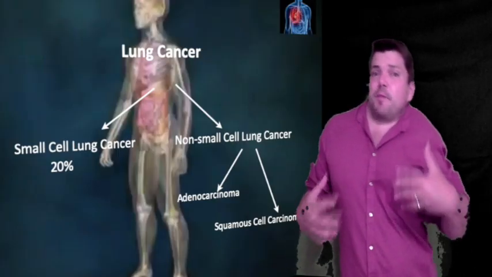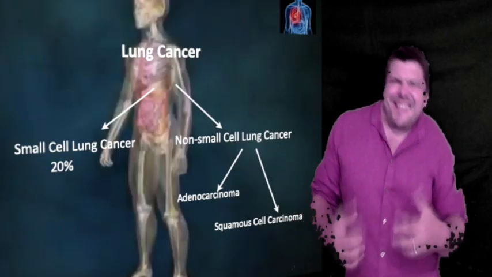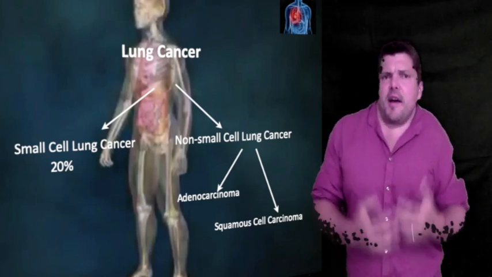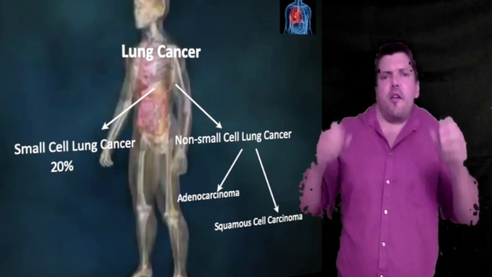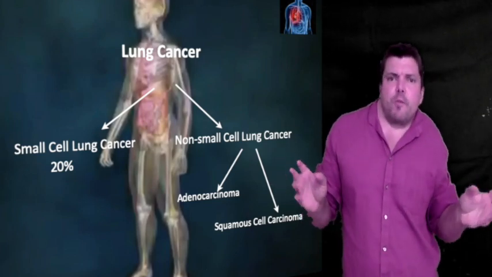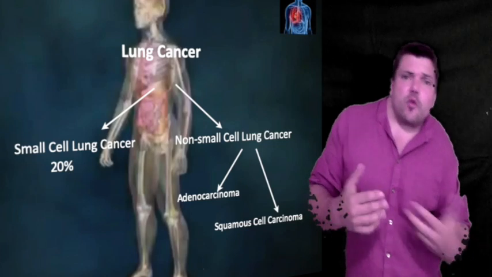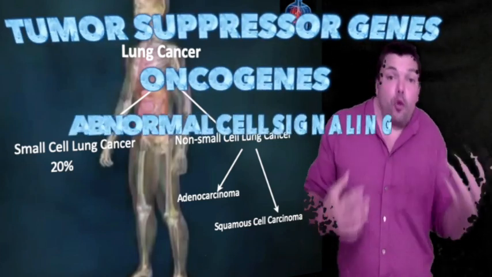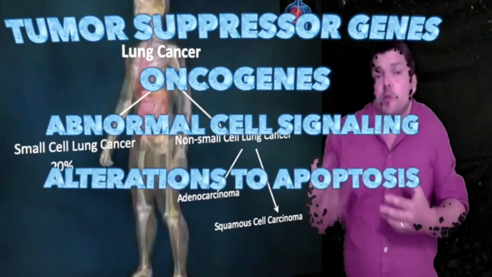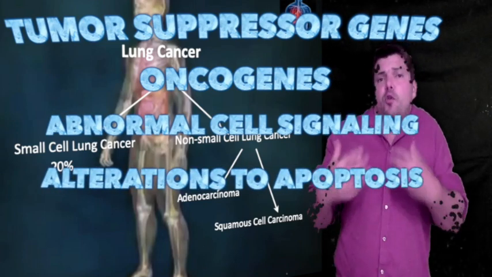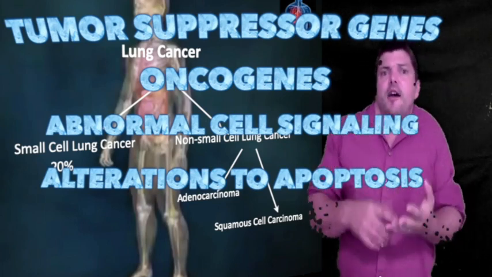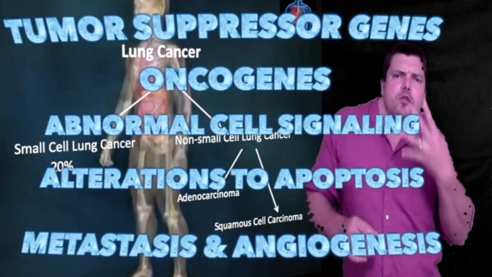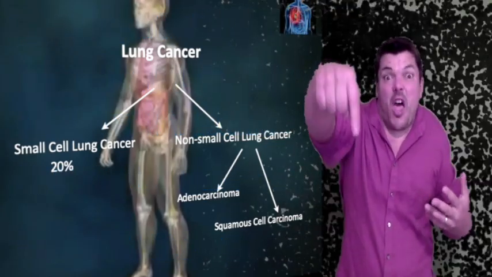Now, talking about asbestosis and mesothelioma does segue quite nicely into a chat about lung cancer. A little bit beyond the scope of your patho class to talk about every subtype of lung cancer, and you already did the cancer module, so you understand tumor suppressor genes and oncogenes, abnormal cell signaling, alterations to apoptosis, and then, of course, cancers need to spread via metastasis and angiogenesis. So you're familiar with those four principles, and guess what? They all apply here.